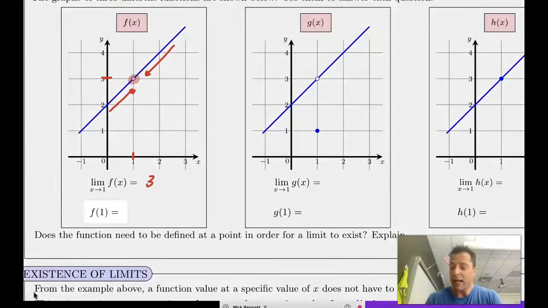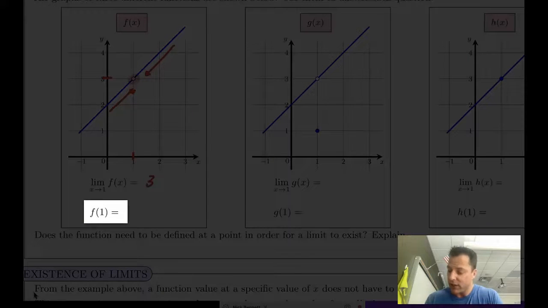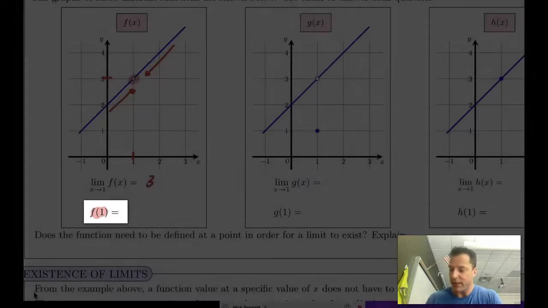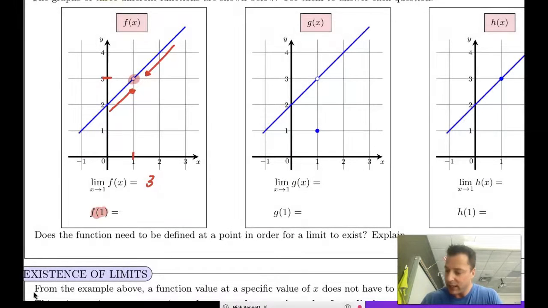It's 3. Now below it asks me for the function value there. Well, I already said there's a hole here. That function value doesn't exist there. There's a hole, so f of 1 does not exist. Notice in this case that the limit exists, but the function value does not. Remember, for a limit you can get really, really close to a number, but you don't have to touch that number or equal that number.